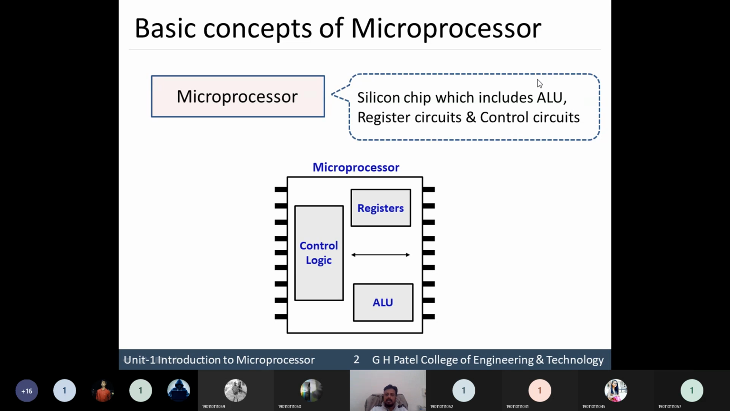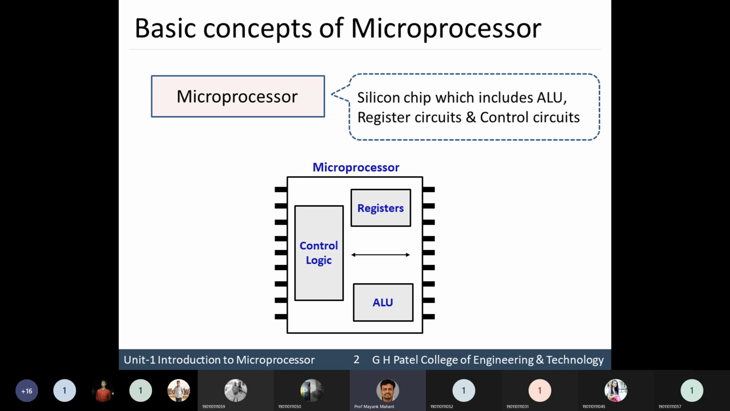So a microprocessor is a silicon chip which includes the ALU. This ALU is the heart of your microprocessor. The full form of ALU is arithmetic and logic unit. We know that we need to have the processing of data, and this processing of data is nothing but either doing an arithmetic or a logical operation. Either you may be going for an arithmetic operation over the data, or you will be going for a logical operation.